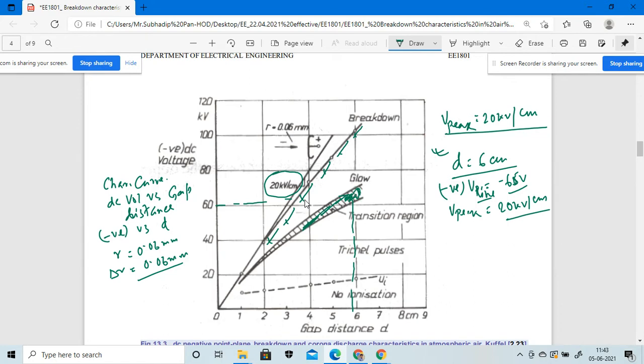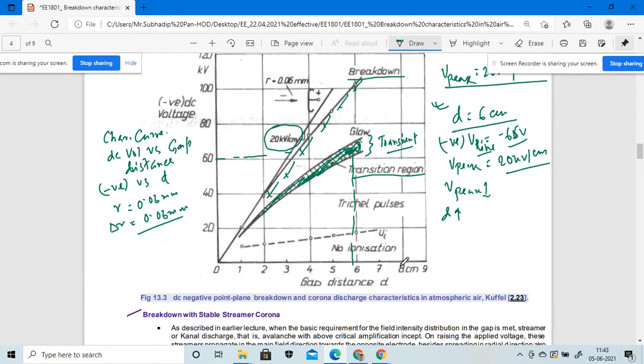This portion we can say will be considered as a glow section. Here we will consider the breakdown portion, and here it will be the transient region, right? It should be termed as a transient region. Up to this portion, this will be called my transient portion. During this transient portion my V peak should be minimum. That will depend upon my D.